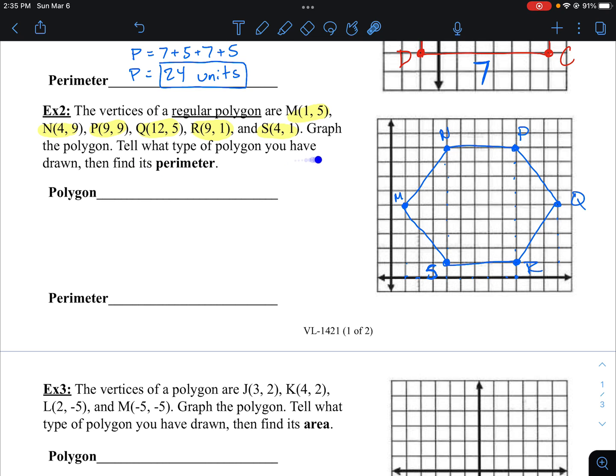Graph the polygon, tell what kind of polygon we have, then find its perimeter. Well, 1, 2, 3, 4, 5, 6. We have 6 straight lines. A polygon with 6 sides is called a hexagon. And now we need to find its perimeter.